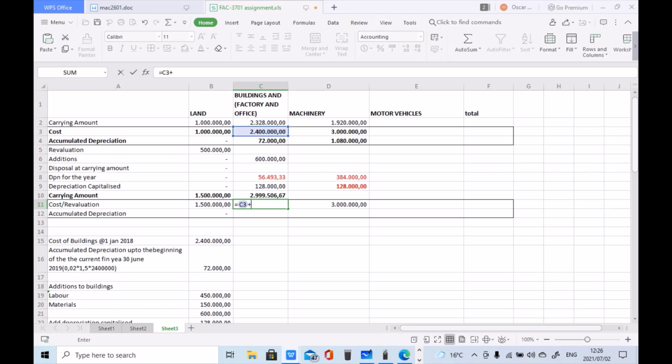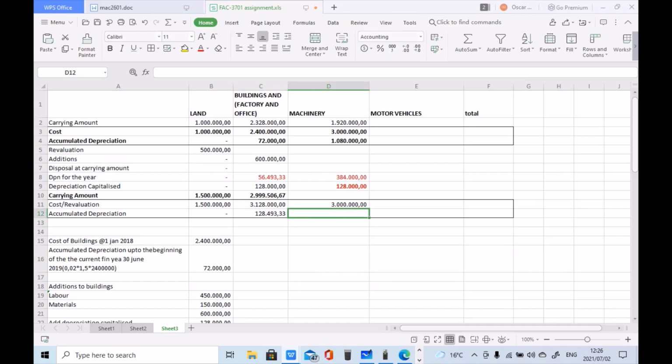plus additions, in this case, plus depreciation capitalized. That's your cost. And then your accumulated depreciation is going to be your accumulated at the beginning plus your depreciation for the year. That's that. So that's how you calculate that.